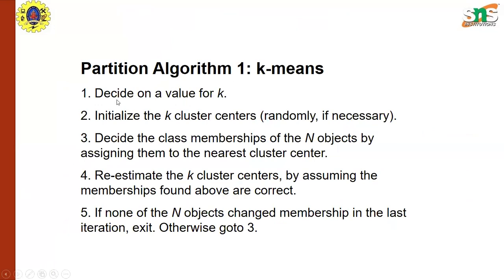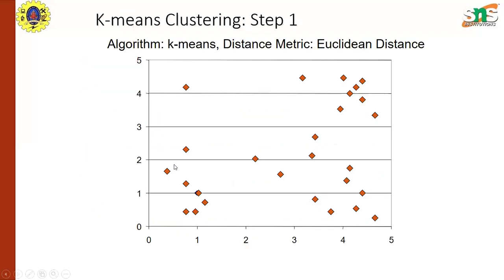Partition algorithm: first, we decide the value of k, initialize the cluster centers, decide the membership, and then re-estimate the cluster centers. Then, if none of the n objects changed membership in the last iteration, we stop. Otherwise, we go to step 3 and form the membership again.